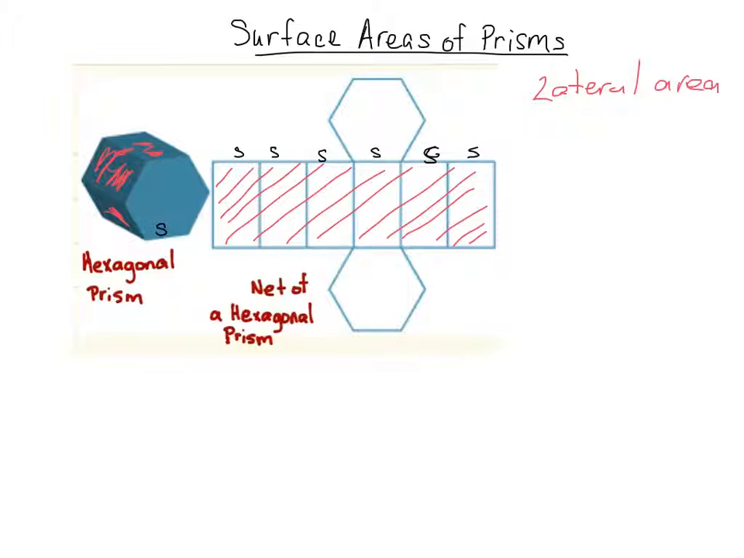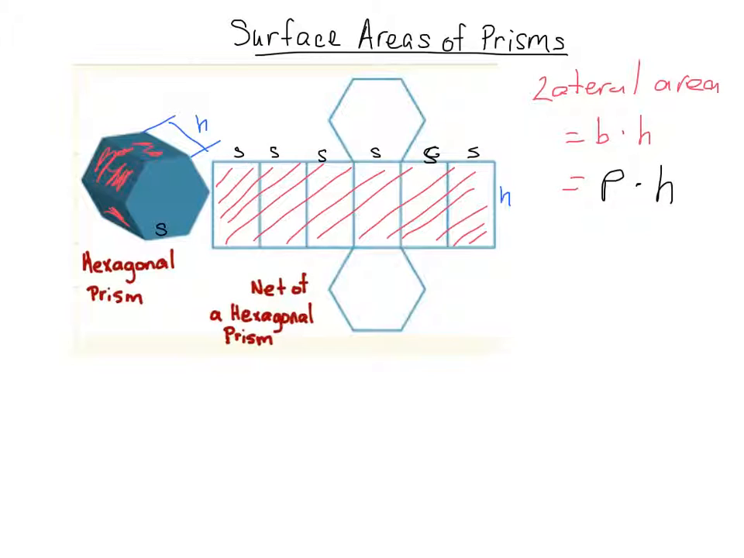I'm making this general, I'm not doing an example quite yet. Let's say we have the height of our hexagonal prism as, let's call it H. That means the height of our net right there will also be H. To find the lateral area, since it's a rectangle, we multiply base times height. In this case, the base just so happens to be 6S, which is the perimeter of our hexagon. So we have perimeter times height.